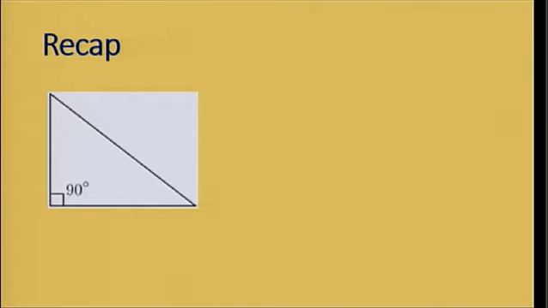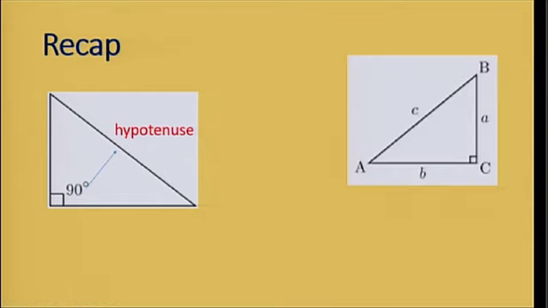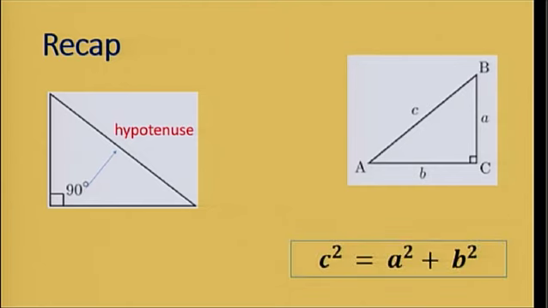So a quick recap. Pythagoras theorem is applied only to right-angled triangles. Remember, opposite this 90 degrees, we have the longest side, which is the hypotenuse. And the theorem states that the longest side squared will be equal to the sum of the squares of the other two sides. That is, c squared equal to a squared plus b squared.